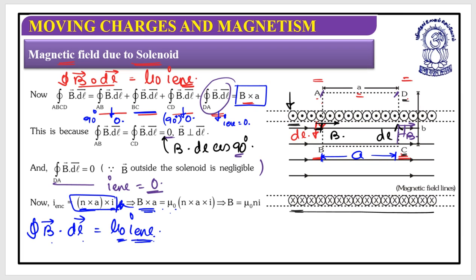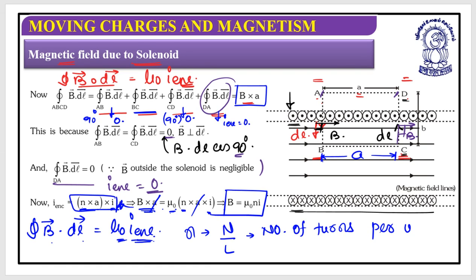Yes. So this A and this A cancel, and I am left with mu naught, N and I. So this B should be equal to mu naught times N into I, where N is the number of turns per unit length. Is it clear? Is it clear up till now? This is just the magnitude.